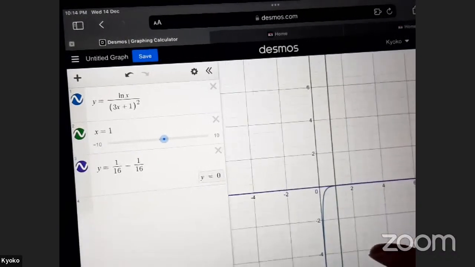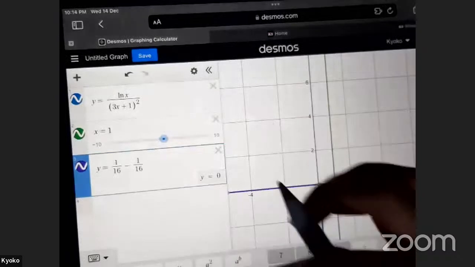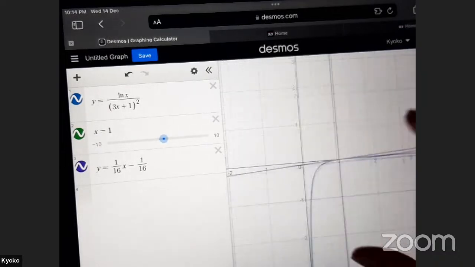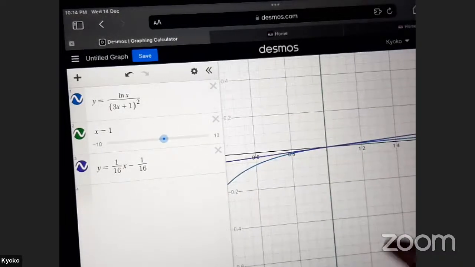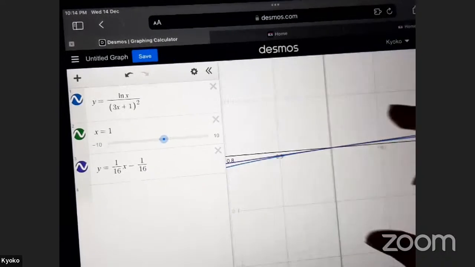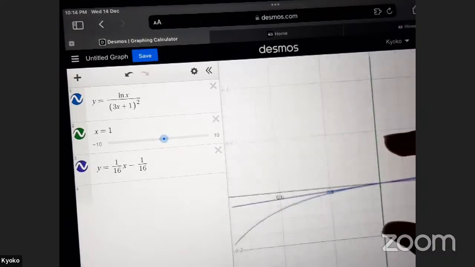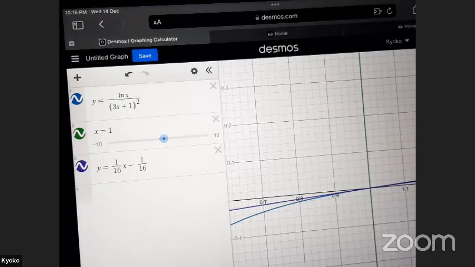Where's the x? Kyoko, where's the x? Your line. Now zoom in to see whether it is actually tangential or not. Is it glancing or not? As you zoom in even more, you become more or less convinced that it is tangent. Is it glancing? Yes. All right. What do you think then? What's your conclusion? Accurate. Okay.